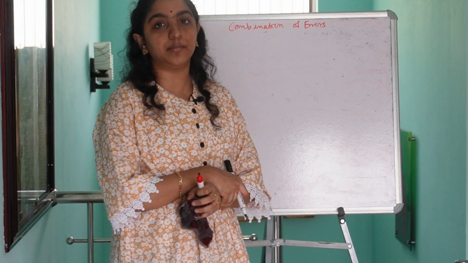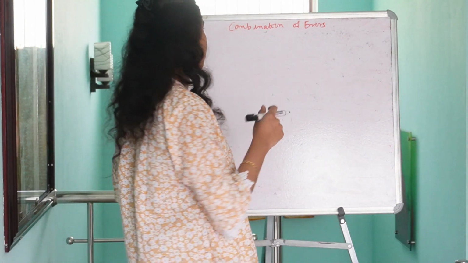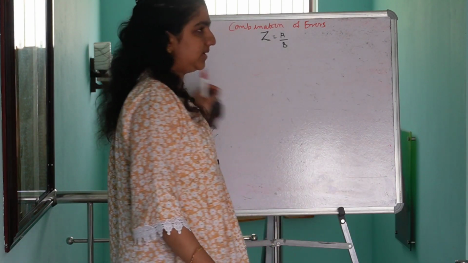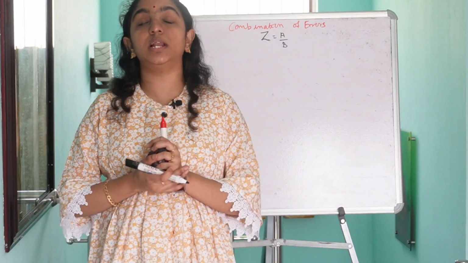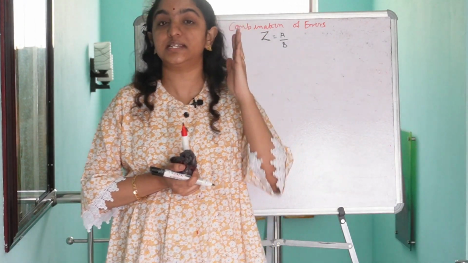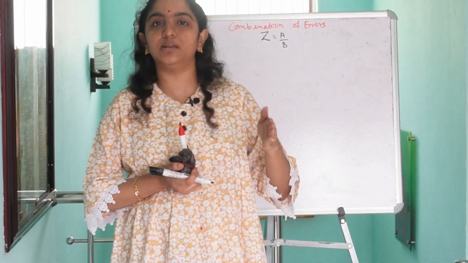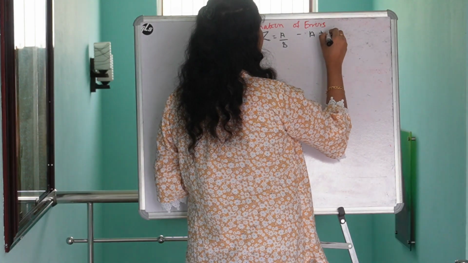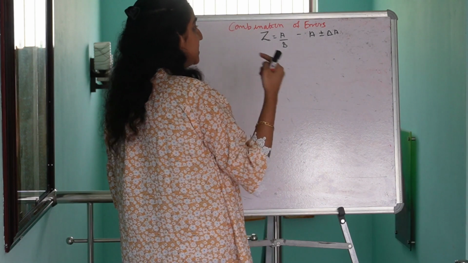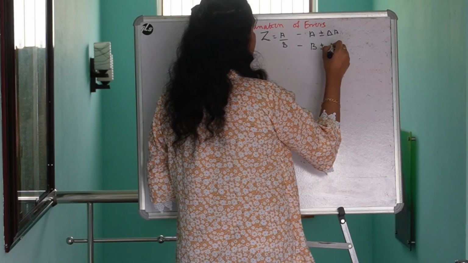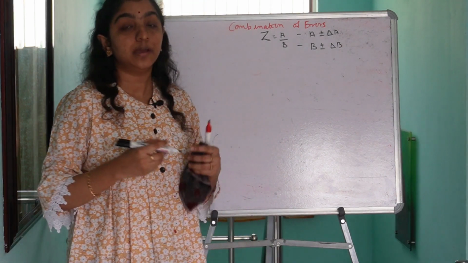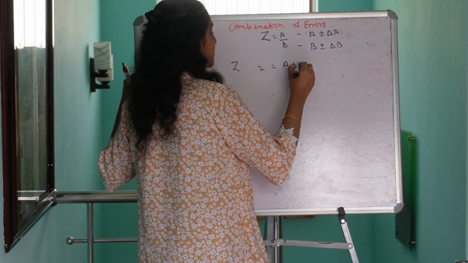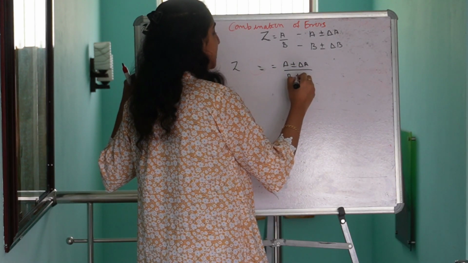Let's see how errors get combined when we are dividing two physical quantities. Let z is equal to a by b. Just like the previous cases, here also I am considering two physical quantities a and b, and in this case the resultant z is equal to the measure of the physical quantity a divided by the measure of physical quantity b. I measured the physical quantity a and I got the measurement with some error, a plus or minus del a. Again I measured the physical quantity b and I got the measurement with some error, that is b plus or minus del b.